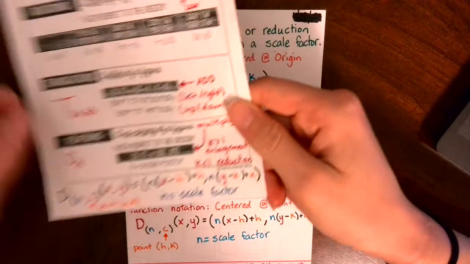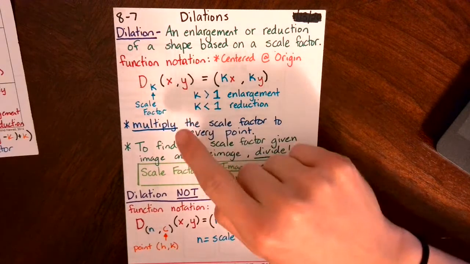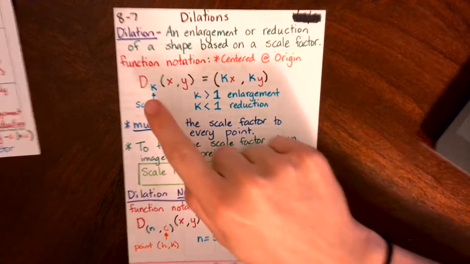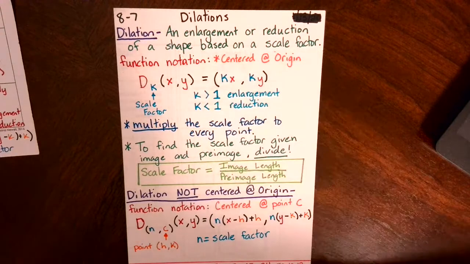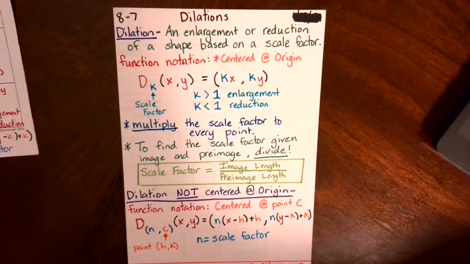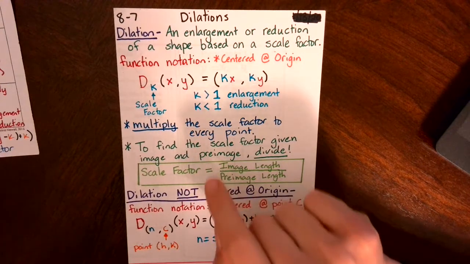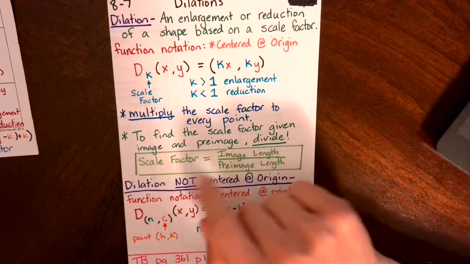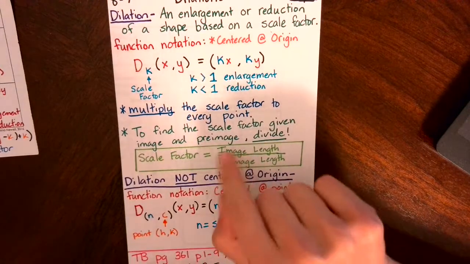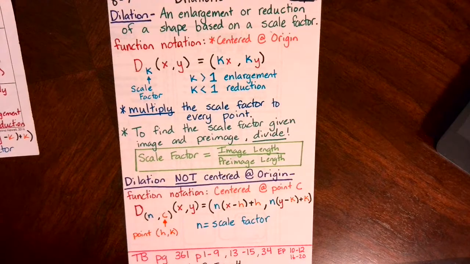We have that on our transformation reference sheet. And we apply that to x, y by just multiplying. All we have to do is multiply our scale factor times every point. If k is bigger than 1, it's an enlargement. If k is less than 1, it's a reduction. Now, to find the scale factor, given an image and pre-image, we divide. So we find the image length divided by the pre-image length. And I'm going to show you what I mean by that right here.